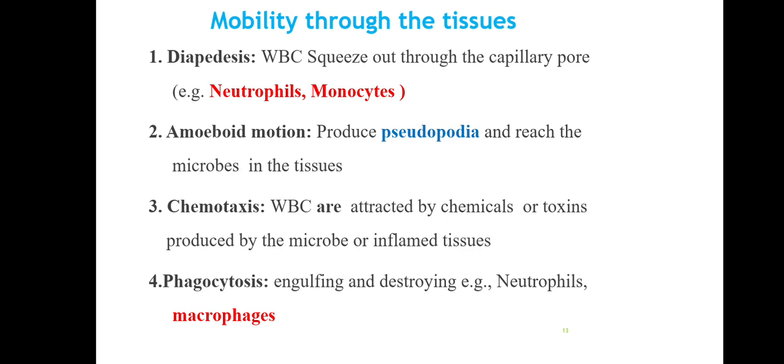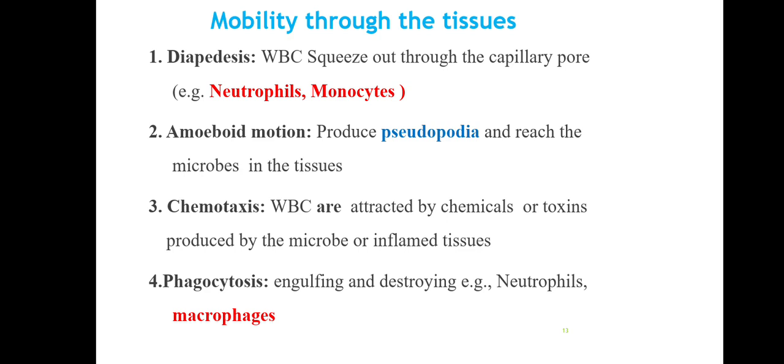Okay? Then we also have what we call phagocytosis. Phagocytosis is just the engulfing and destroying of a particular pathogen. For example, this happens with neutrophils and macrophages, specifically macrophages. I've told you to remember that macrophage is just a unique name of a monocyte when it has reached the tissue, when it has crossed the capillary membrane.